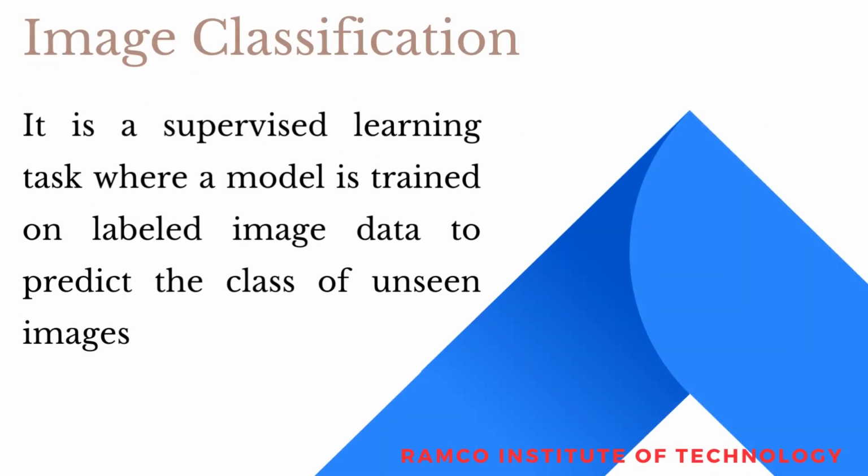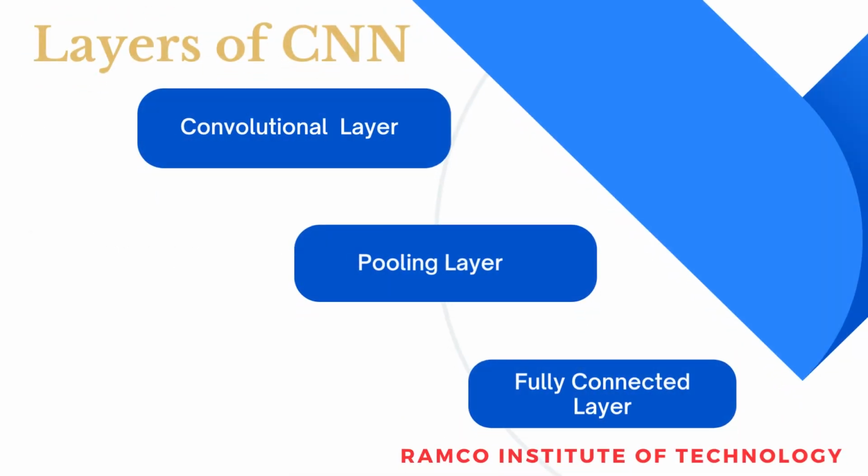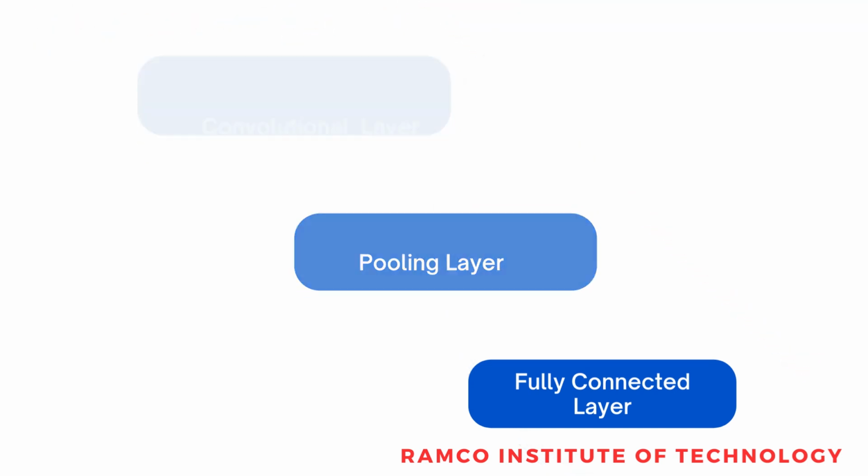Image classification involves assigning labels or classes to input images. Convolutional neural networks are commonly used for image classification as they can learn hierarchical features like edges, textures, and shapes, enabling accurate object recognition in images. Convolutional neural network has three main types of layers, or components of CNN, which are convolutional layer, pooling layer, and fully connected layer.